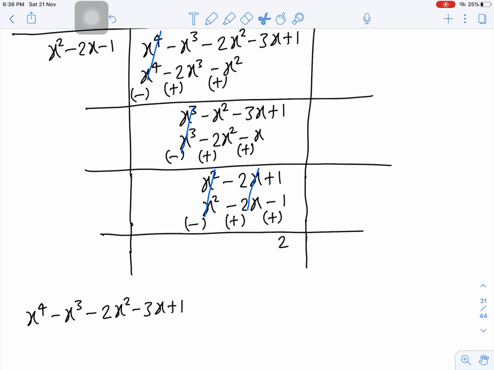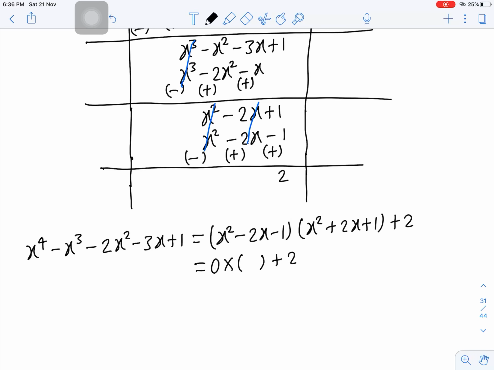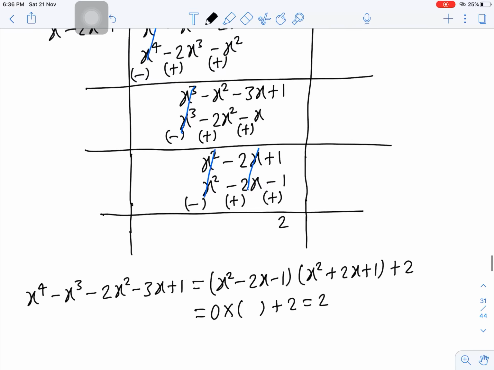So this polynomial will be written as the divisor, which is x square minus 2x minus 1, into the quotient, which is x square plus 2x plus 1, plus 2. Now you know very well that this is nothing but 0. So 0 into anything will be 0 plus 2. So it will become 2. So this is the answer.